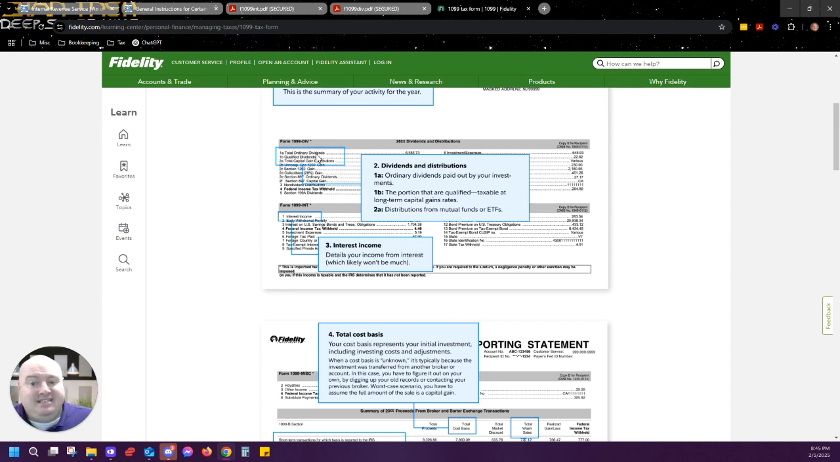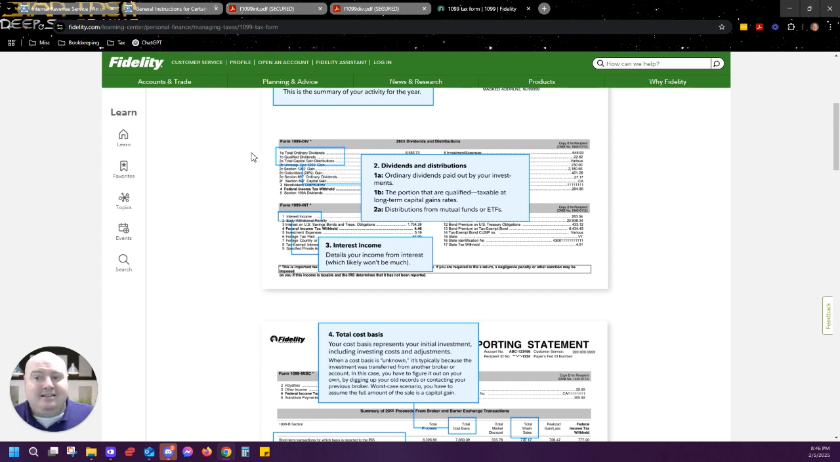So if you have dividends from any company that they're holding for you, it's going to be reported here on line 1A. 1B is going to be qualified dividends. Ordinary dividends are going to be the ones that are paid out. Qualified dividends are taxable at long-term capital gains. So it's a lower tax bracket than ordinary income. And again, your tax professional can go into the specifics if you have that and you're interested in knowing. Interest income is going to be down on this section.